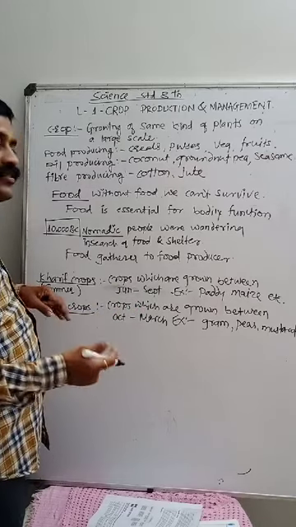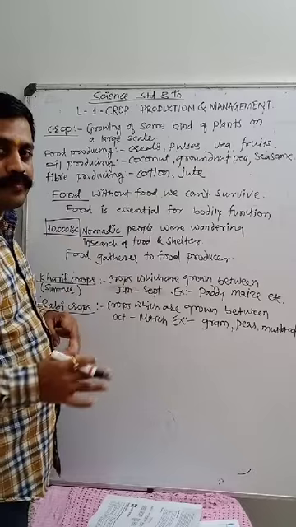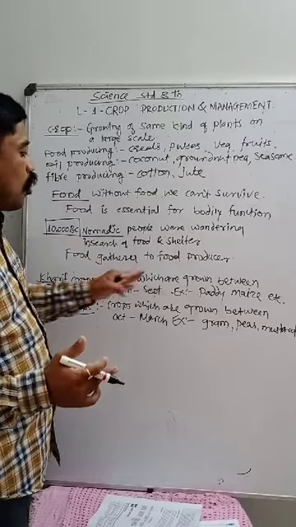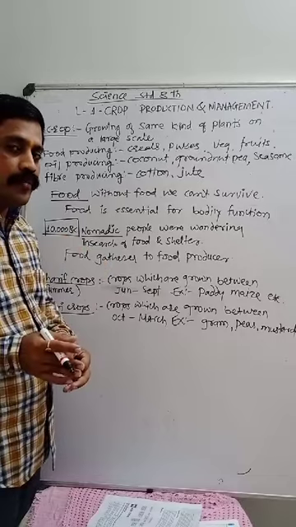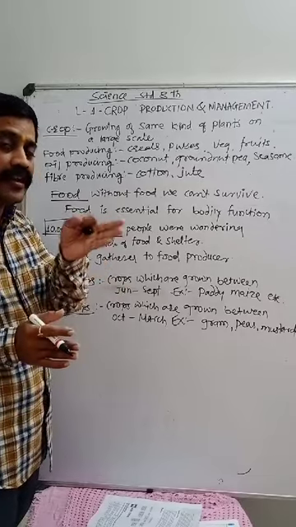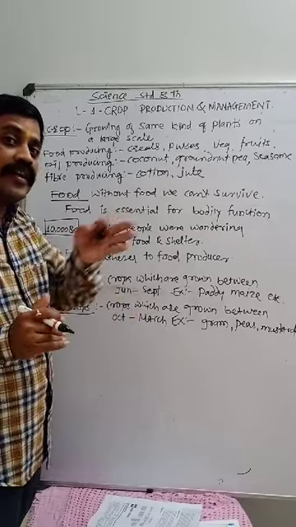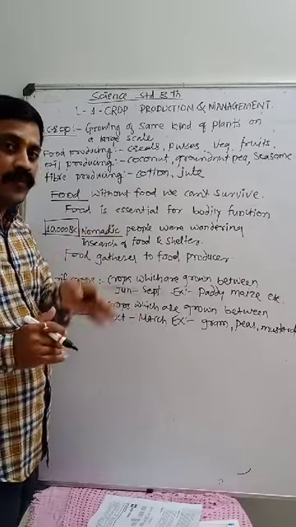So kharif crops are also known as summer crops. Kharif crops are grown between June and September. Their sowing period starts from June after the rain, when the rain comes. But their preparation starts right from the month of May.